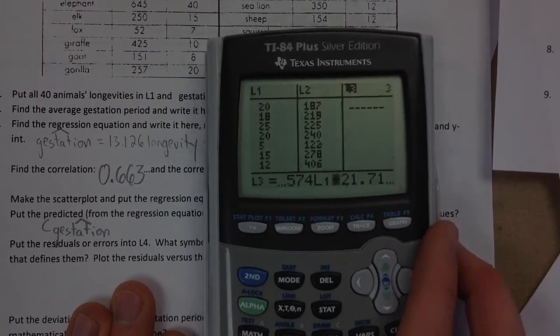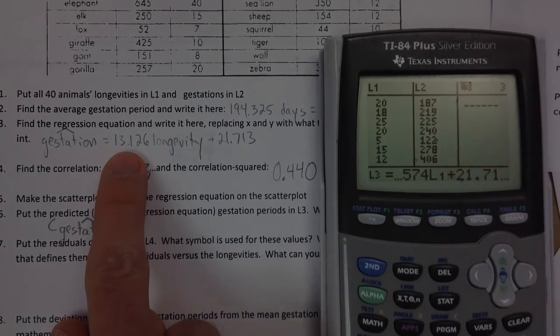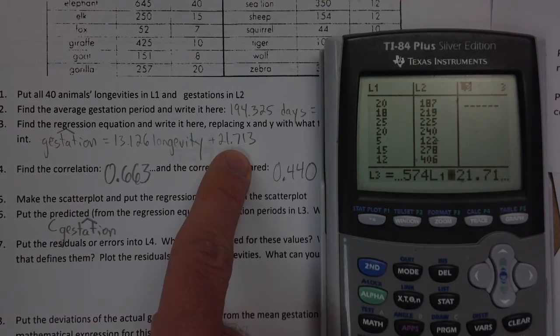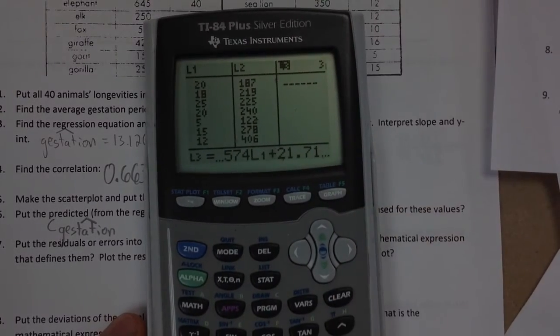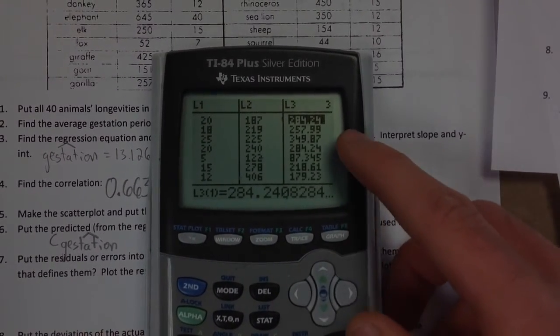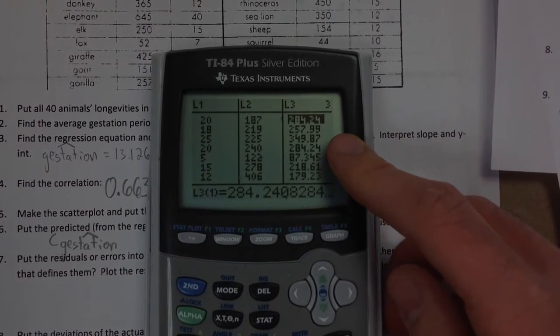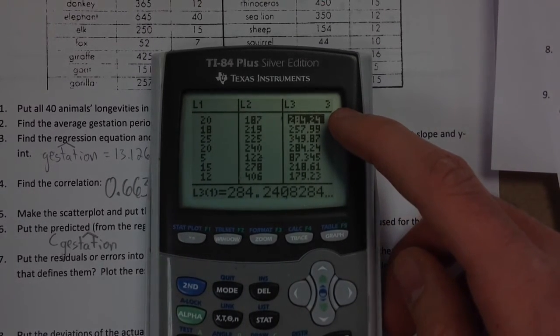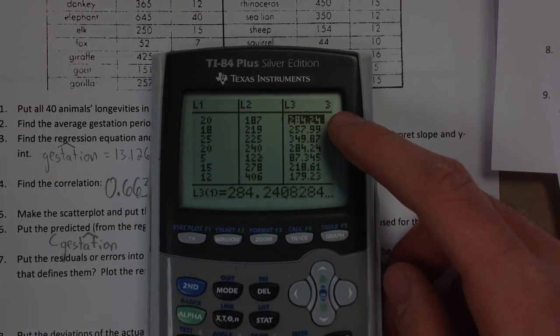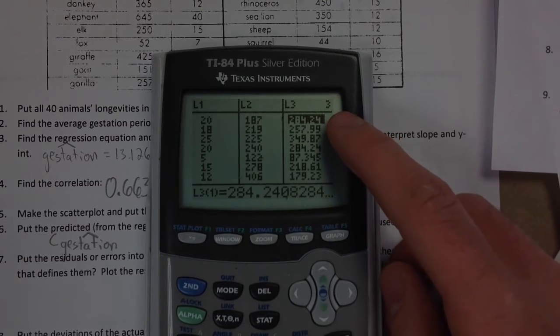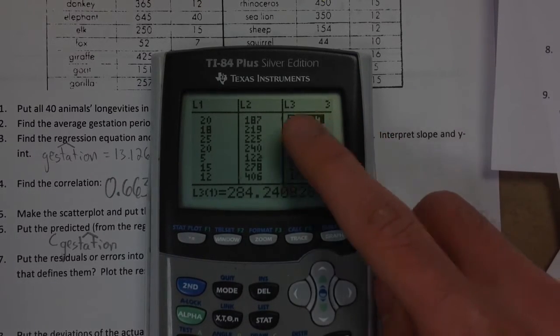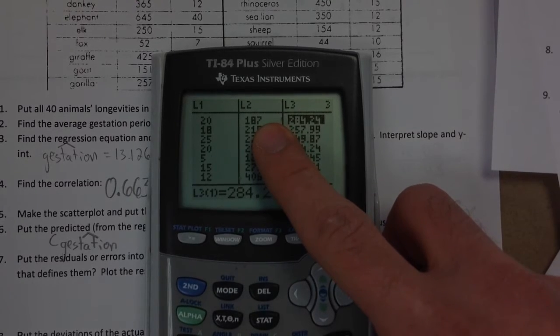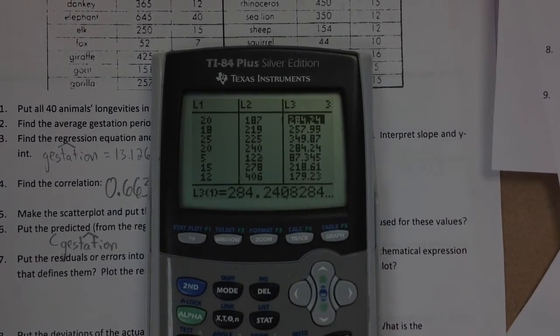It would be fine for our purposes here if you simply typed 13.126 times L1 plus 21.713. Okay. And then hit enter. So with that less precise version, you still should be getting numbers that are very similar to mine. So the first predicted gestation is 284.24 days, which as you can see is quite an error because the actual gestation period for the baboon is 187 days. So almost 100 days off.